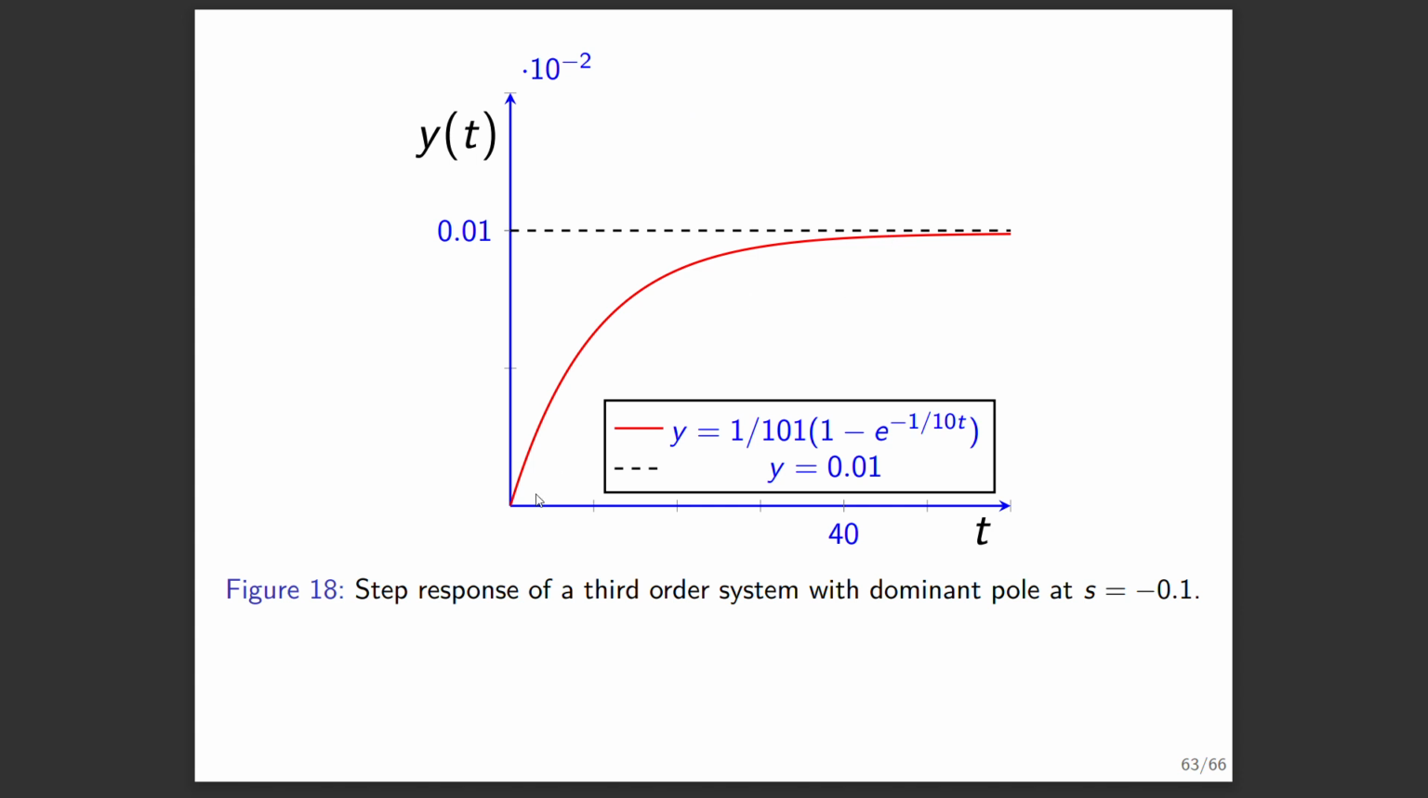So my third order system is going to show the response as if it's a first order system, because the dominant pole was this first order pole. And that's how we estimate our response.